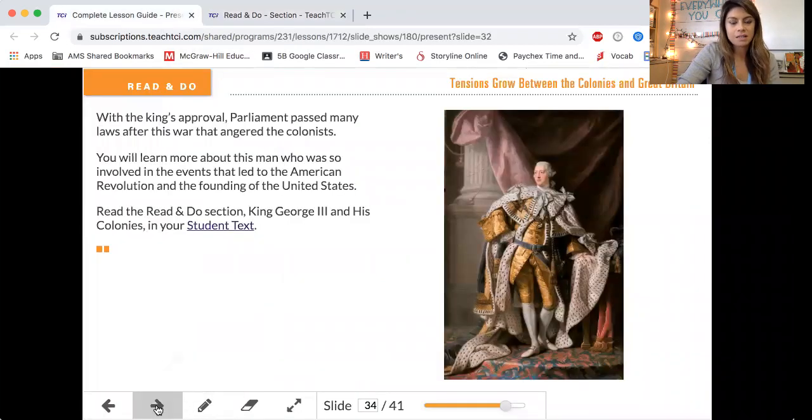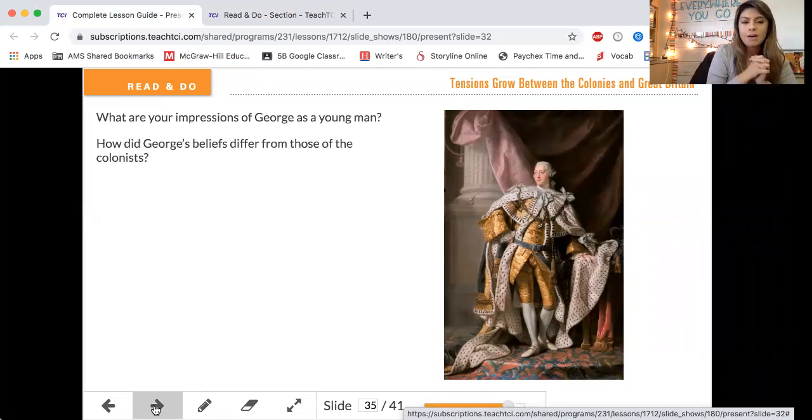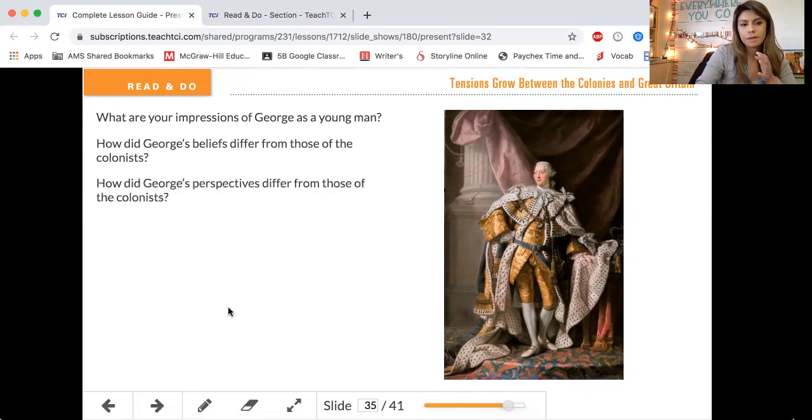All right, so hopefully you were able to learn more about King George III. What were your impressions of King George III as a young man? How did George's beliefs differ from those of the colonists? How did his perspectives differ?